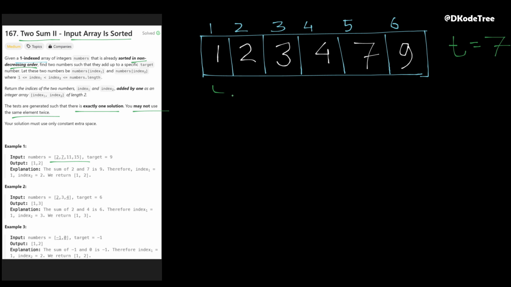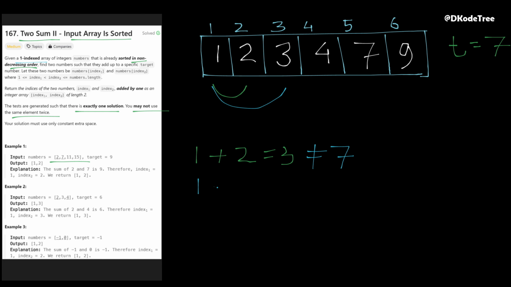The brute force way to solve this problem is to go through every pair of numbers in the array and check that their sum matches the target or not. Let's check the sum of 1 with every other number. So 1 plus 2 is equal to 3. This is not equal to 7. So we will move to the next number.